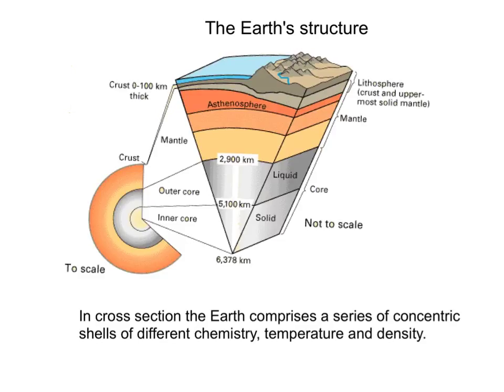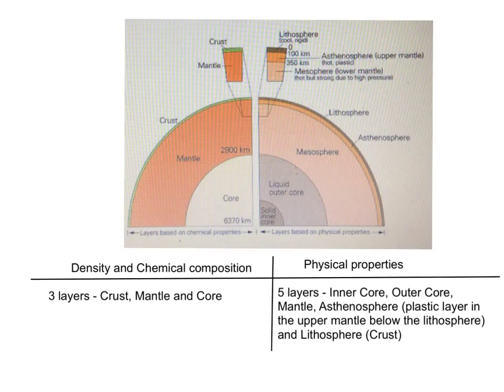Each of these layers varies in terms of its chemistry, so what it's made up of, its temperature and its density. And we're going to look at the Earth structure in terms of its composition and its physical properties. This diagram shows how we can look at the Earth's internal structure in terms of its chemical composition and in terms of its physical properties.